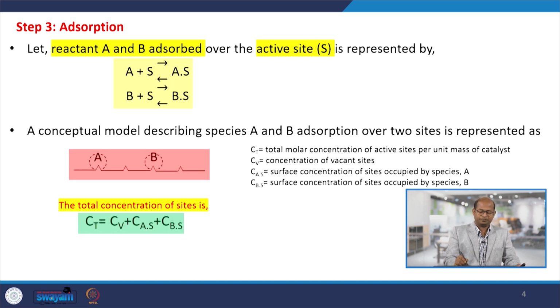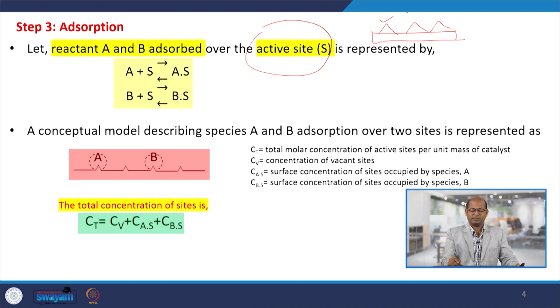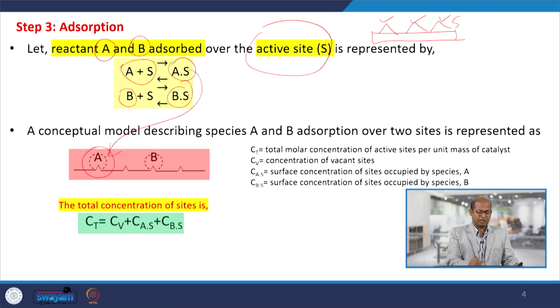Here we are considering the catalyst surface sites. This is the catalyst and these are the surface sites, or you can express them in terms of weight. The reactants are A and B, which get adsorbed. Once A adsorbs over a single surface site, it forms AS, and B, another reactant, also adsorbs over a surface site and forms BS.